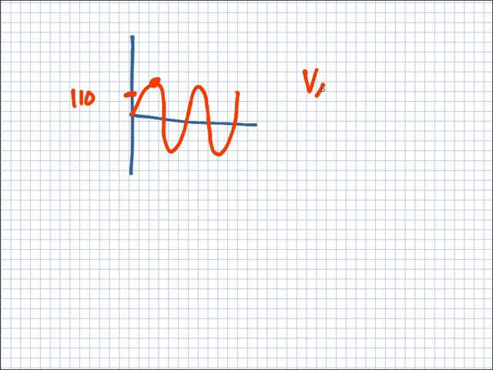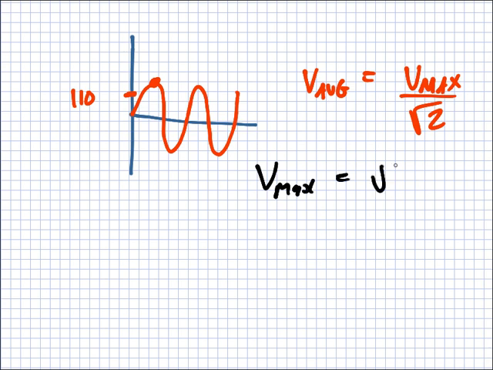It's V average equals V max over root 2. So it means V max here will be root 2 times 110. So what's that, please?